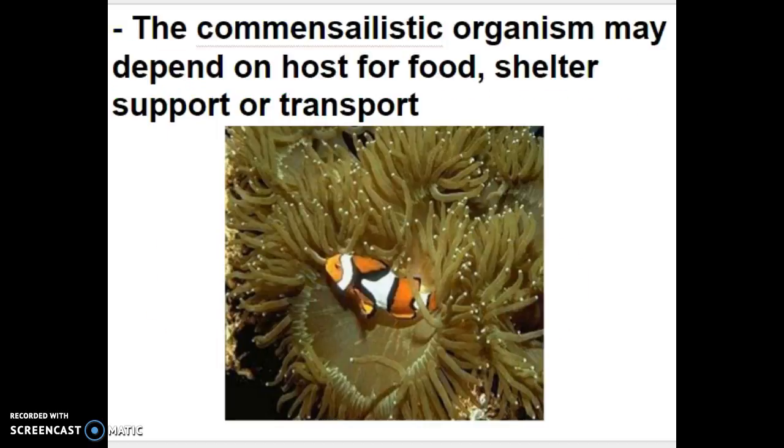The commensalistic organism may depend on that host for maybe some food or shelter, support, or transport. And again, the other organism isn't getting anything out of it, but it's not harmed in the process either.